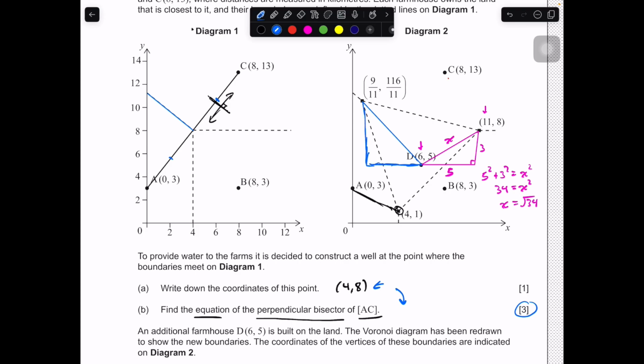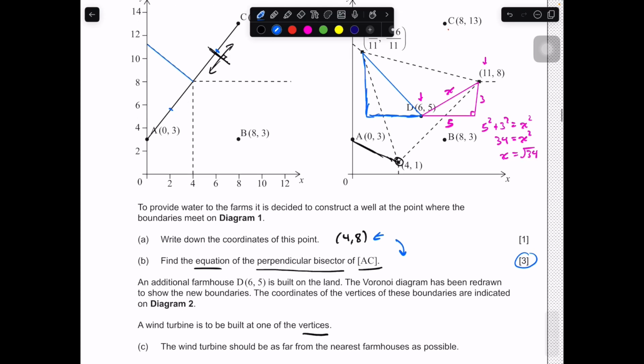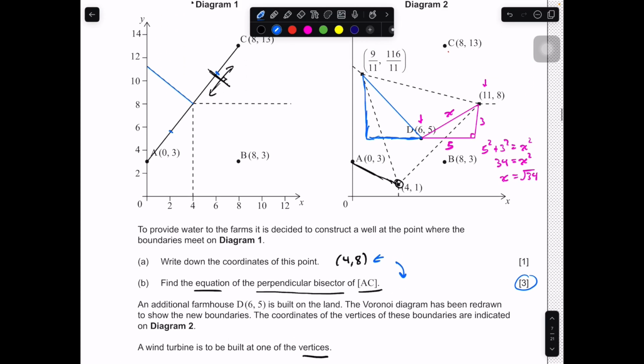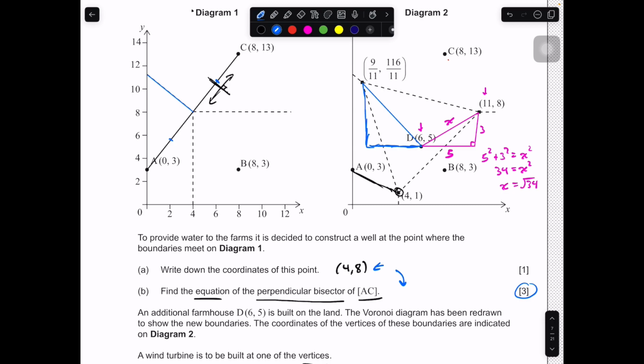So this is kind of finicky. Okay, so we know 1 is equal to root 34. That's why it's a 4-mark question. If we're going from 9/11 to 6, what are we traveling? Well, this itself would represent 6 minus 9/11. And then we could square that.